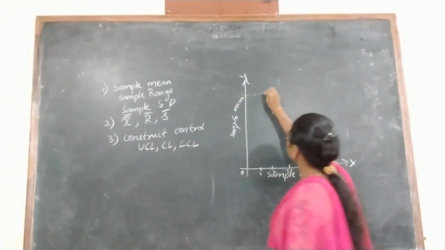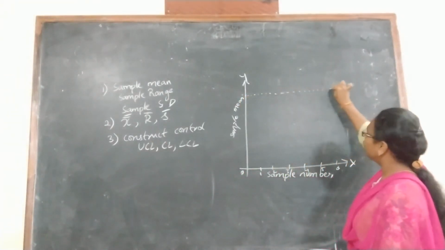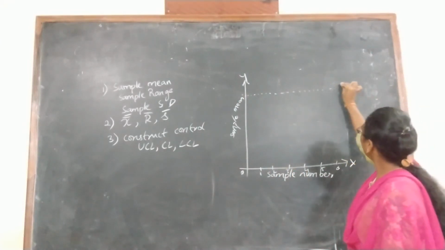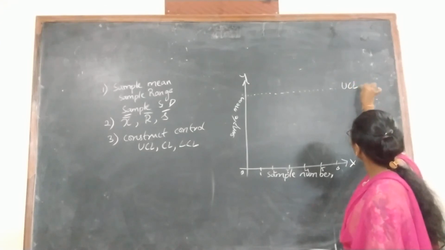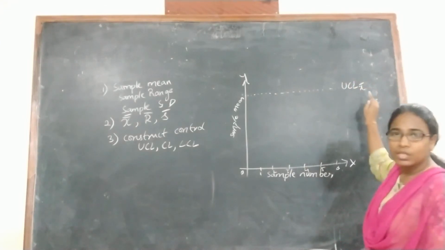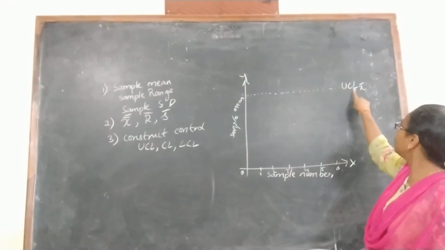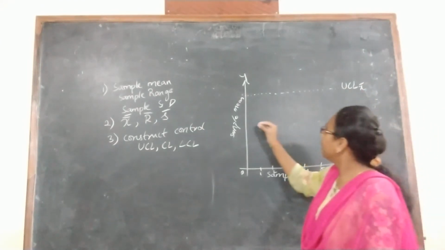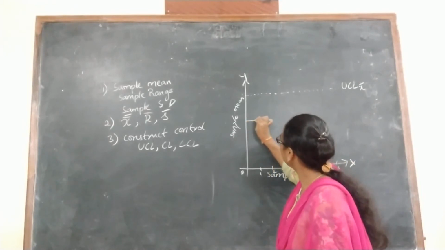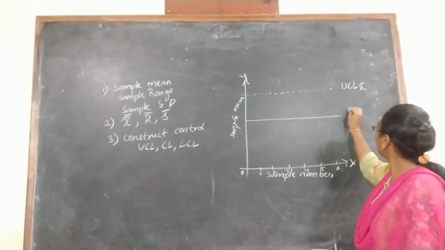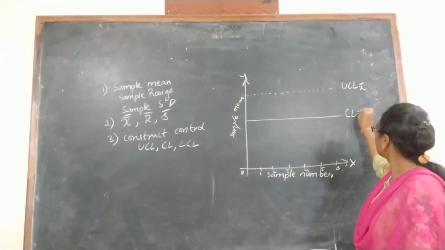Always the UCL should be a dotted line. And after drawing this dotted line, you need to mention here UCL of X bar. Since we are constructing the UCL of the mean chart, you will write UCL of X bar. Then next, you will draw the central line. The central line is a horizontal dark line. You have to write CL X bar.